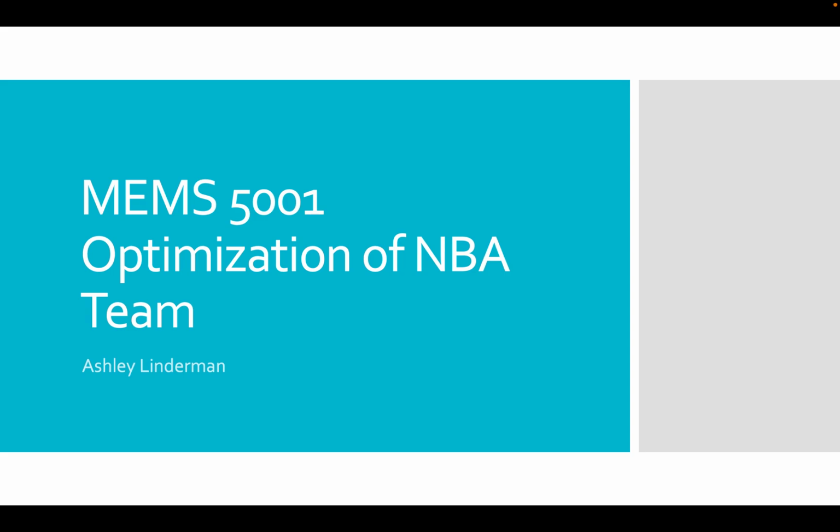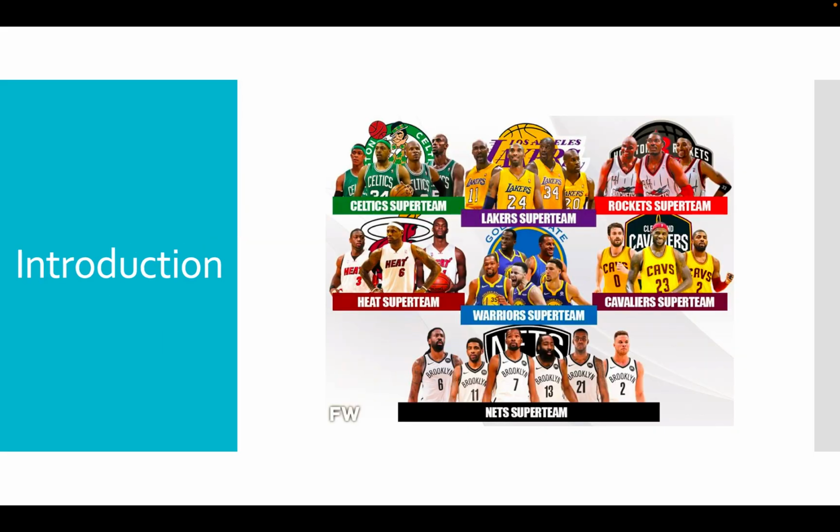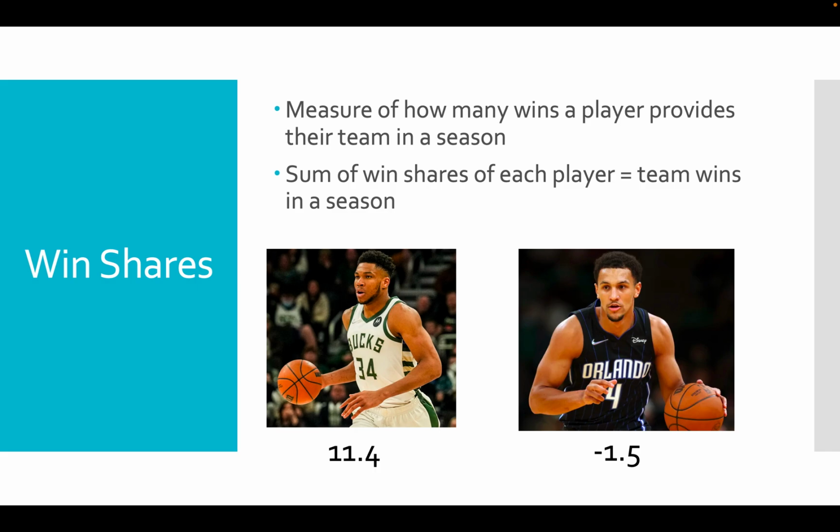My name is Ashley Linderman, and my project is going to be about the optimization of an NBA team. So, the introduction is that I want to create an NBA super team using the players that are playing in the league today, given certain constraints. So, how do I get a team with the most wins, or how do I quantify that?